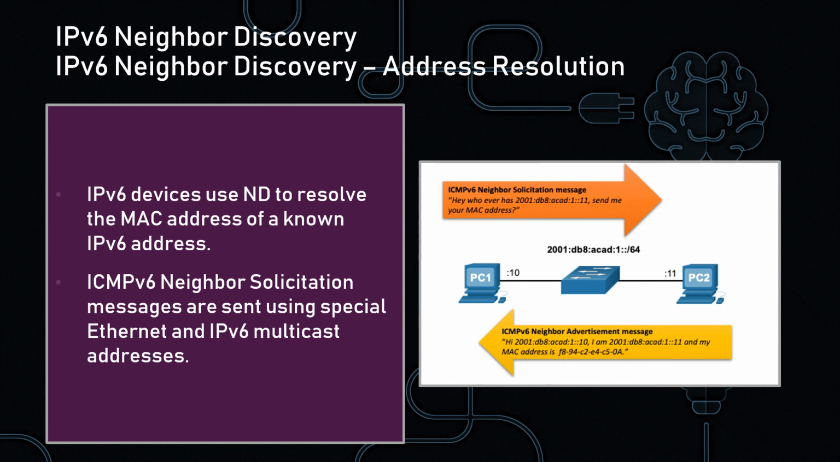Here we see the neighbor discovery process to resolve the MAC address of a known IPv6 address. Here we have our neighbor solicitation message in the graphic. Hey, whoever's got 2001:DB8:ACAD:1::11, send me your MAC. And the response will come back, hi, that's me, and my MAC address is F8:94:C2:E4:C5:0A. These are special messages using IPv6 multicast addresses. It will also incorporate Ethernet to a degree.